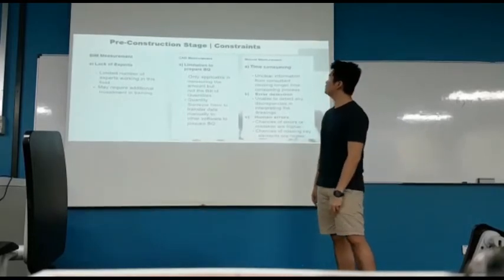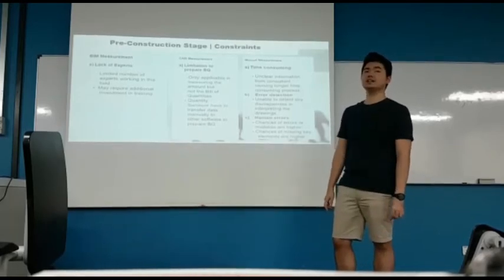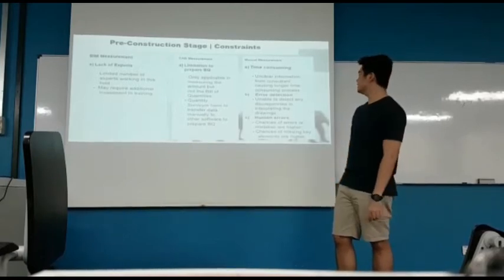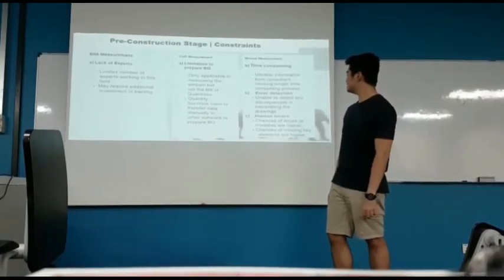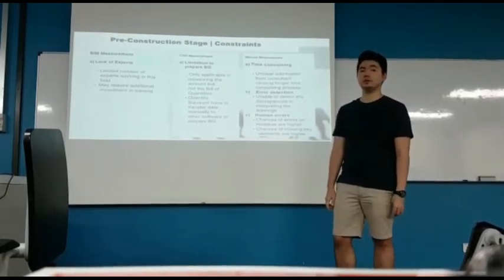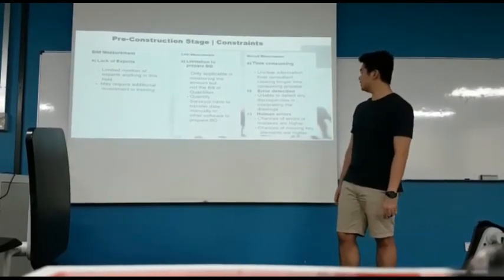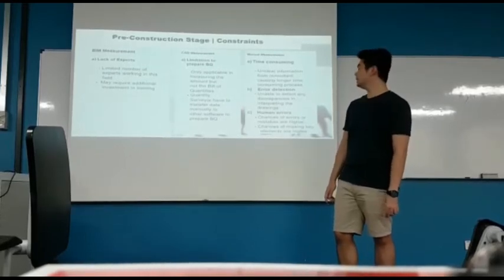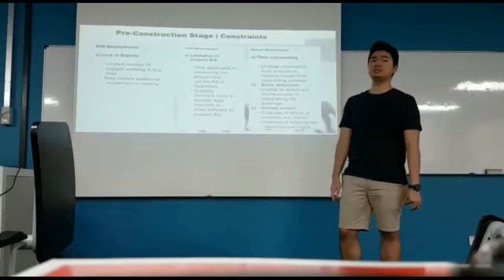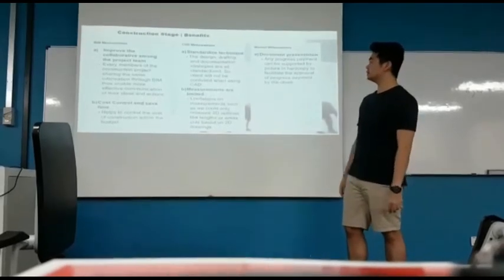For manual measurement, the first constraint is that it is time consuming. Unclear information from the consultant causes a longer process. The second is error detection. It is unable to detect any discrepancies when interpreting the drawing. Last but not least is human error. The chances of errors or mistakes are higher, which also means the chances of missing key elements are higher. Next, now I'm going to talk about the construction stage.